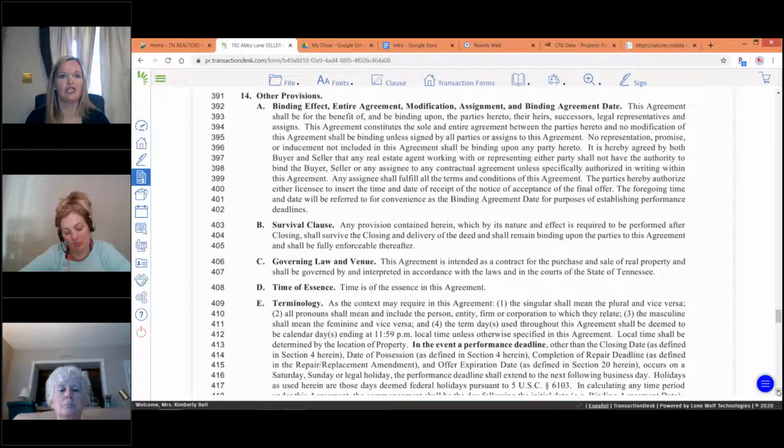Any assignees shall fulfill all the terms and conditions of this agreement. The parties hereby authorize the licensee to insert the time and the date of the receipt of the notice of acceptance of final offer. That's the binding agreement time. We've been authorized. The foregoing time and date will be referred to for convenience as the binding agreement date for the purpose of establishing performance deadlines.